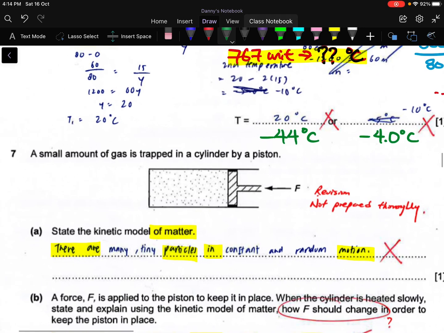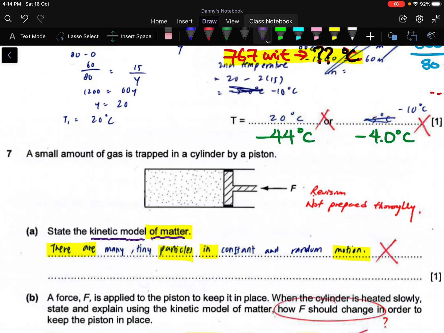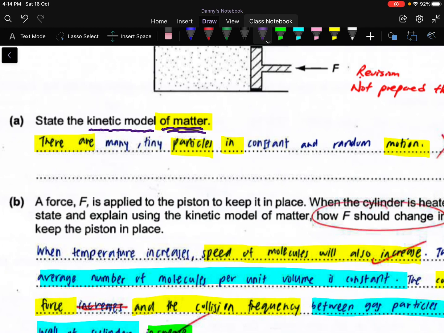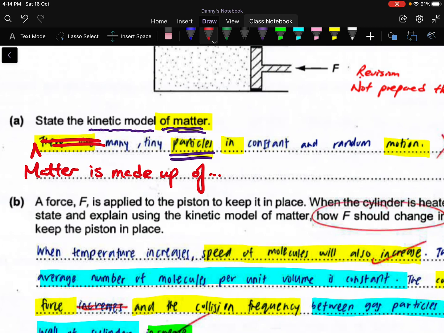Okay, for question 7, it is your KMM question. So if you look here, 7a, it is a common mistake. You can see that the name of the model suggests that it is of matter. But if you look at this phrasing, there are many tiny particles in constant random motion. Your statement's subject is about particles. This model is not called kinetic model of particle. It is called kinetic model of matter. So as a result, your definition should begin with matter. That should be the subject of your definition. So matter is made up of many tiny particles that are in constant random motion. So that's why this is called kinetic model of matter.